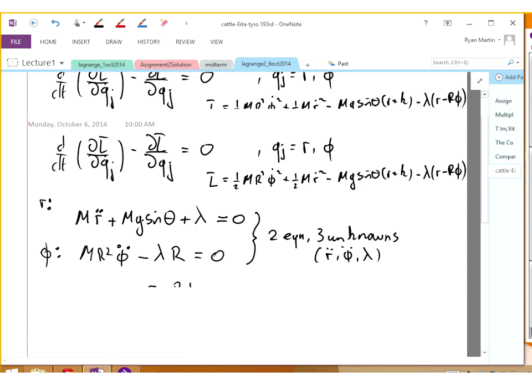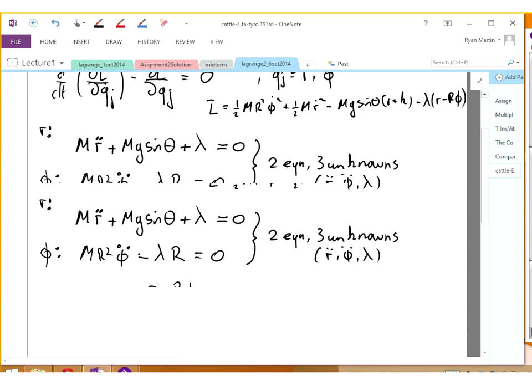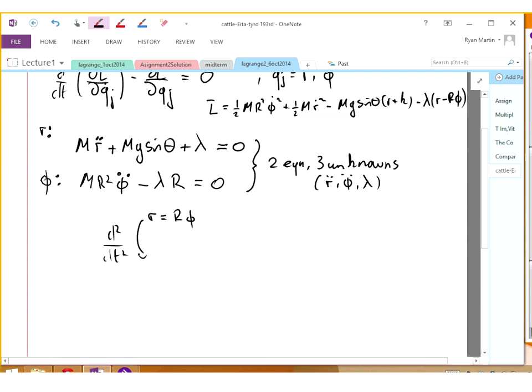But you can take the derivative with respect to time twice of that equation. And that's pretty generally true that you have to take the time derivative of the constraint equation to get the third equation, or the nth equation to get the unknowns. So that just tells me that r double dot is R phi double dot. And now we have three equations, three unknowns.